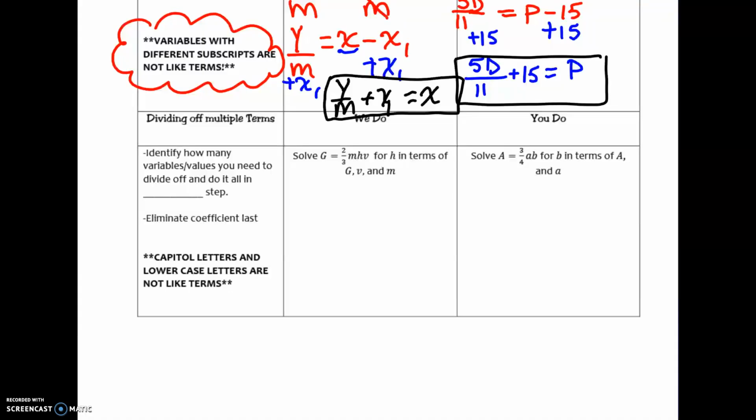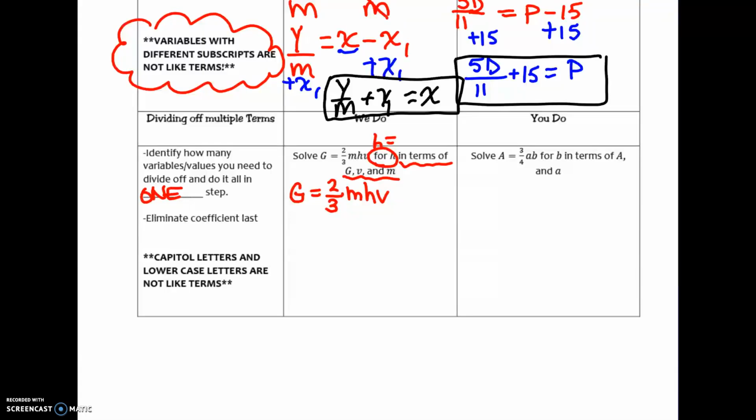We're now going to move on to dividing off multiple terms. The first thing you need to do is identify how many variables you will need to divide off and do it all in one step. I'll show you what I mean by that. This first example is g equals 2/3 mhv, and we're going to solve this for h. That means at the end we want h equals, so h by itself, and we're going to have g, v, and m in our answer.